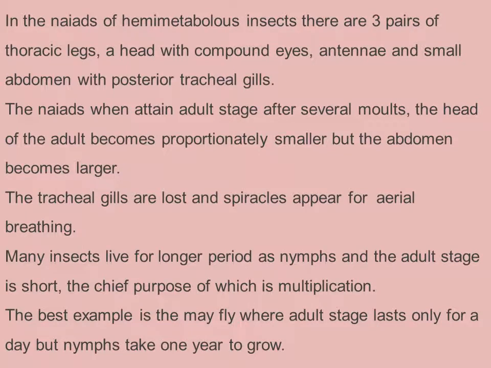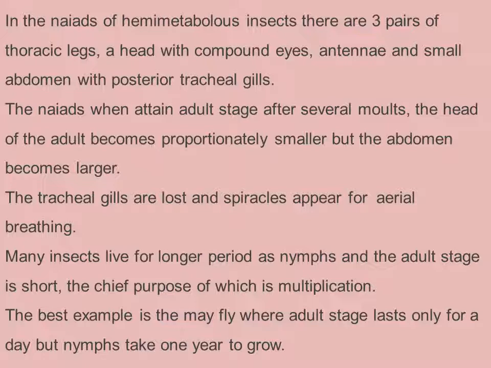In the naiads of hemimetabolous insects, there are three pairs of thoracic legs, a head with compound eyes, antennae, and a small abdomen with posterior tracheal gills. When the naiads attain the adult stage after several molts, the head of the adult becomes proportionately smaller, but the abdomen becomes larger. The tracheal gills are lost and spiracles appear for aerial breathing.